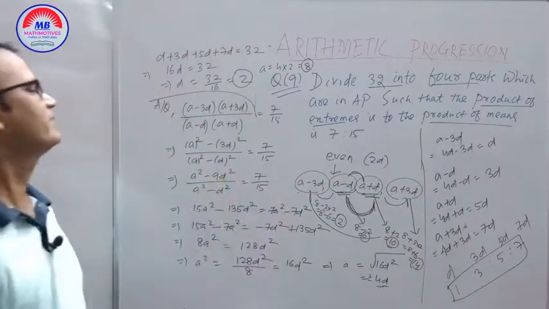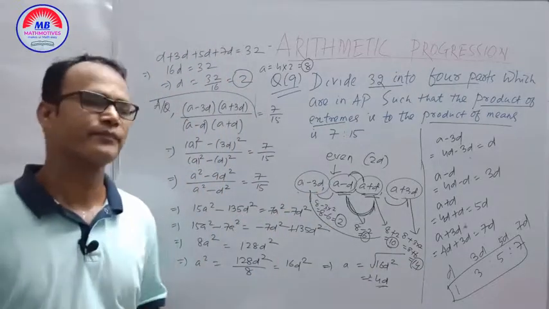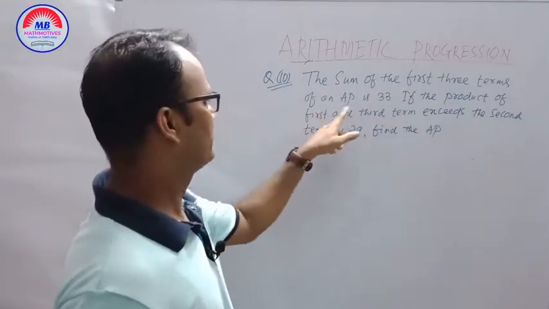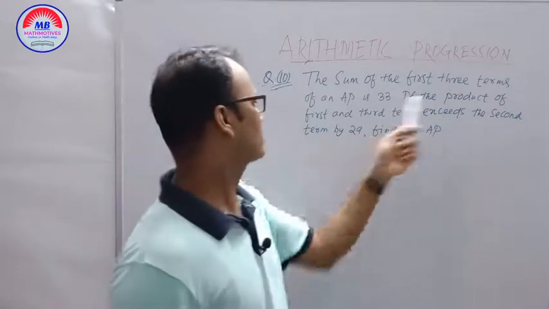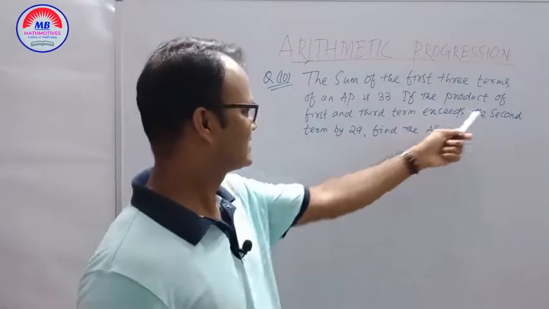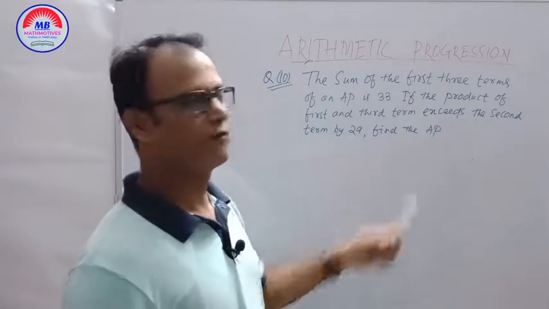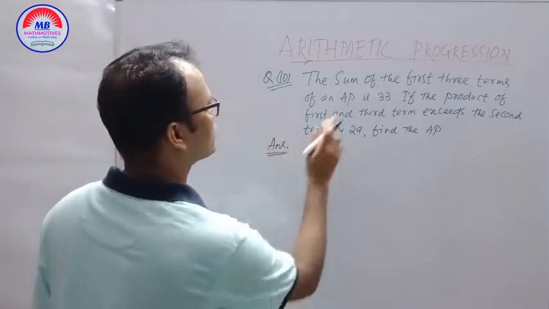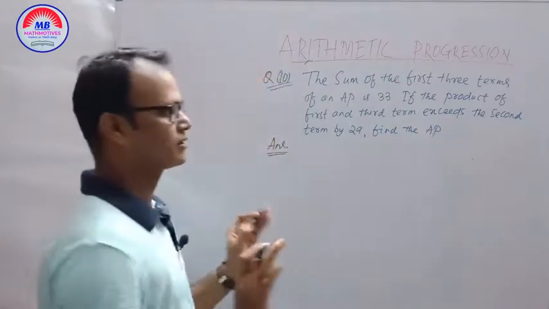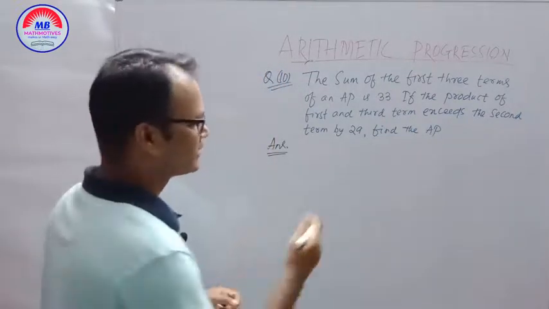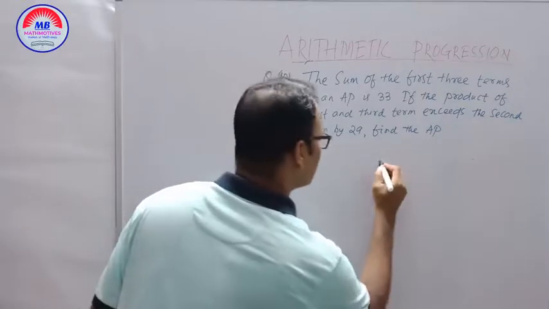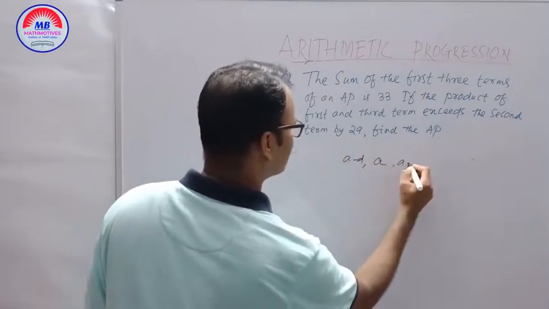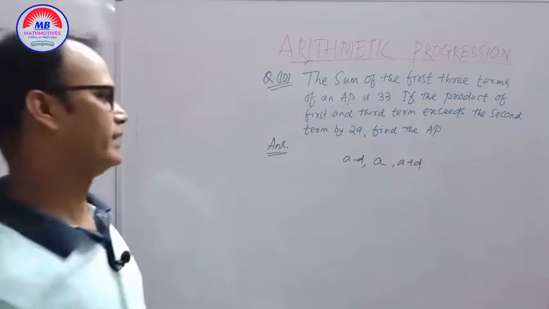Okay, we write it down. Then we'll do question number 10. The sum of the first 3 terms of an AP is 33. If the product of the first and the third term exceeds the second term by 29, find the AP. See, question given, sum of the first three terms. 3 terms means there are an odd number of terms. So the middle term will be A. Then the first term is A minus D, third term A plus D.